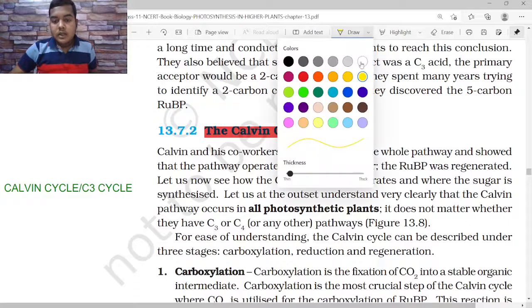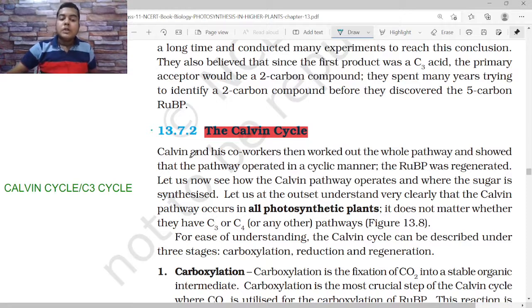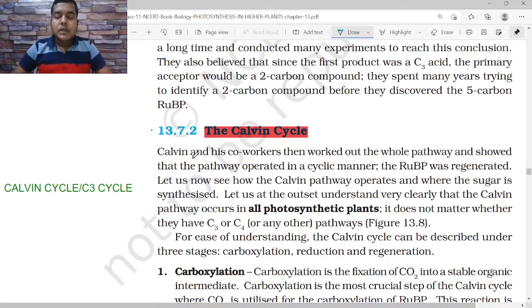The Kelvin cycle was basically also known as the Calvin-Benson cycle. Okay, so Kelvin and his co-workers worked out the whole pathway and showed that the pathway operated in a cyclic manner. So obviously cyclic manner इसलिए बोल रहे हैं because ये cycle है. कोई एक ऐसा particular enzyme होगा जो हमारे reaction में starting में आएगा और उसके बाद जब ये reaction complete हो जाएगी तो ये चला जाएगा. सबको पता है कि enzyme reaction में पार्टिसिपेट करते हैं बट वो यूज्ड अप नहीं होते हैं. ठीक है, so they only facilitate the reaction so that the equilibrium reaches faster.